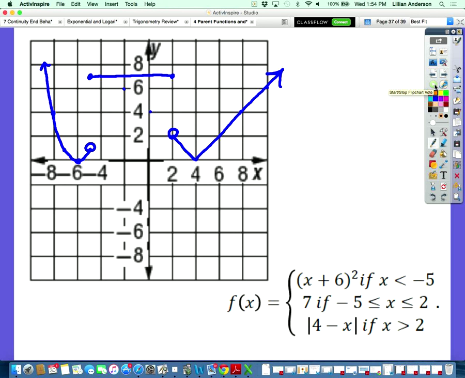That's what the graph looks like. And as you see at negative 5, there is indeed a jump there. Just like if I had you guys evaluate at 2, when x is 2, you would find there would be another jump as well. Okay?